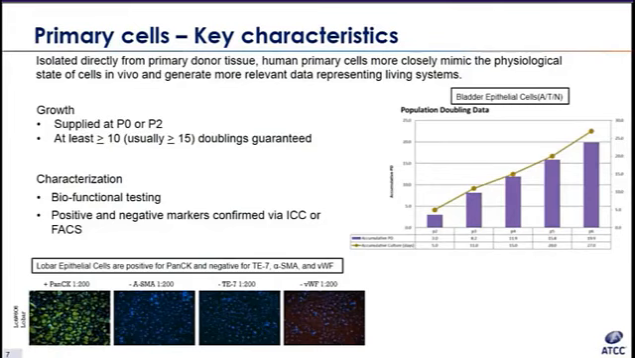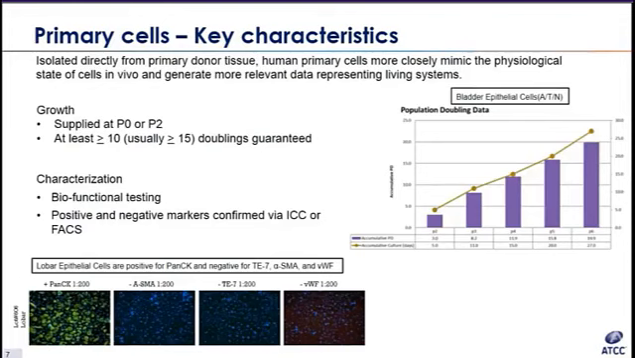As ATCC is well known for its cell authentication and characterization, all primary cells are characterized by testing for both positive and negative markers to assure high isolation purity. Primary cells are also biofunctionally characterized and their functionality is confirmed.